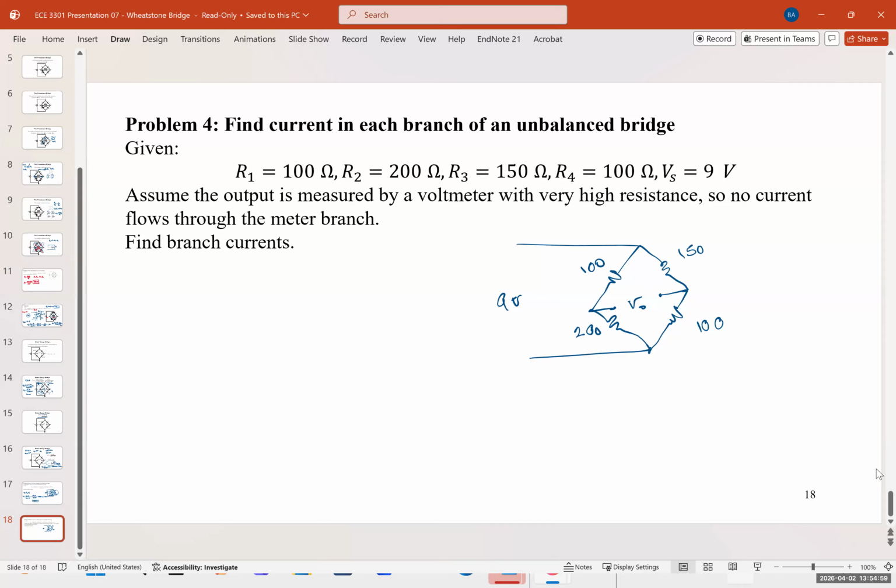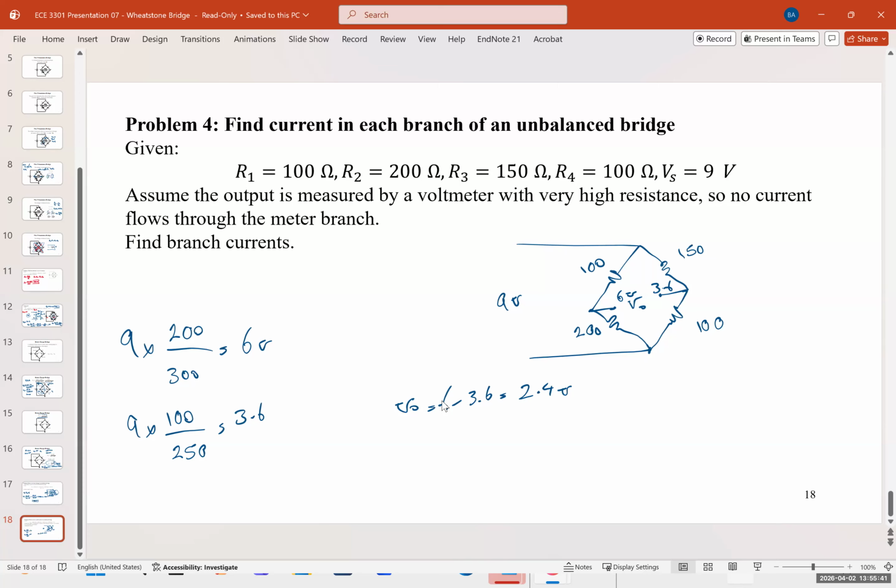How much is the output voltage? Has anyone found it? Anyone? So 9 times 200 over 300, which is 1,800 over 300, gives us 6 volts for this. And 9 times 100 over 250, it's 900 over 250, gives us 3.6. So 6 minus 3.6 gives us 2.4 volts. That's V out.